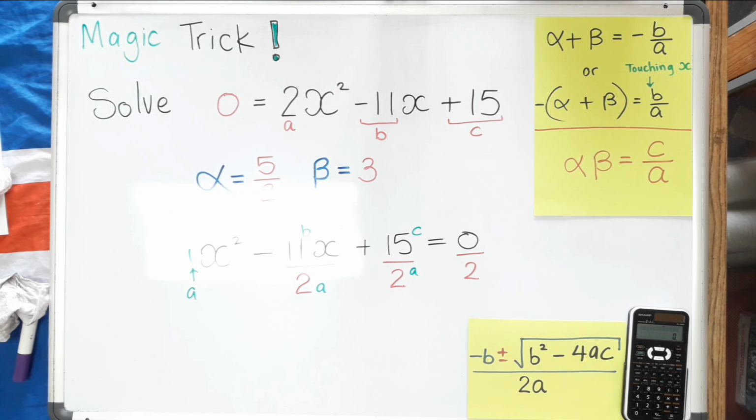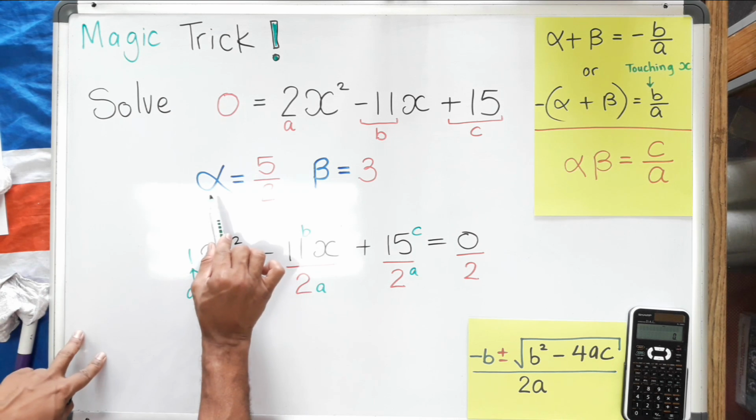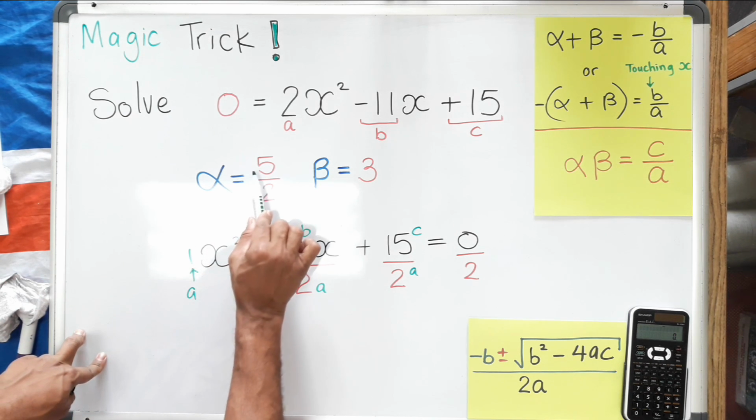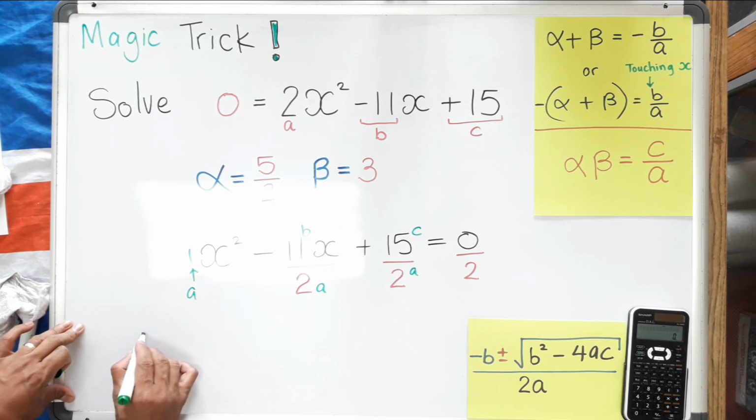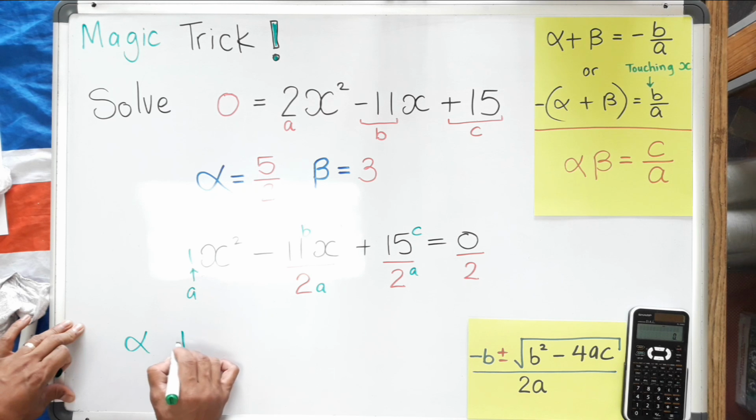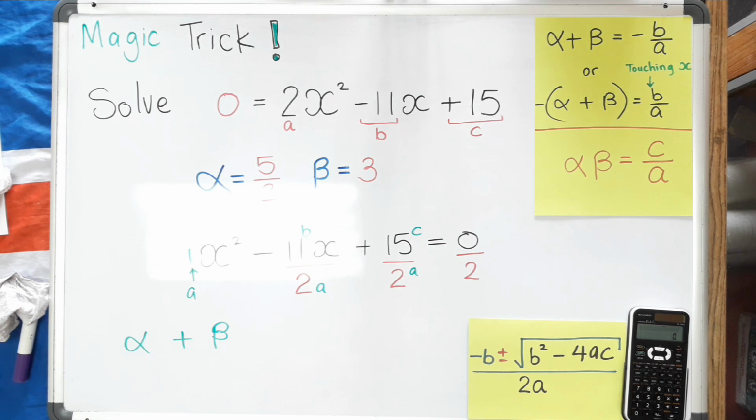Now let me show you the trick I was talking about. Remember when we solved the quadratic, we got two roots, 5 on 2 and 3. Let me see. I am going to take alpha and add it to beta. So we are going to take the two roots and add them.